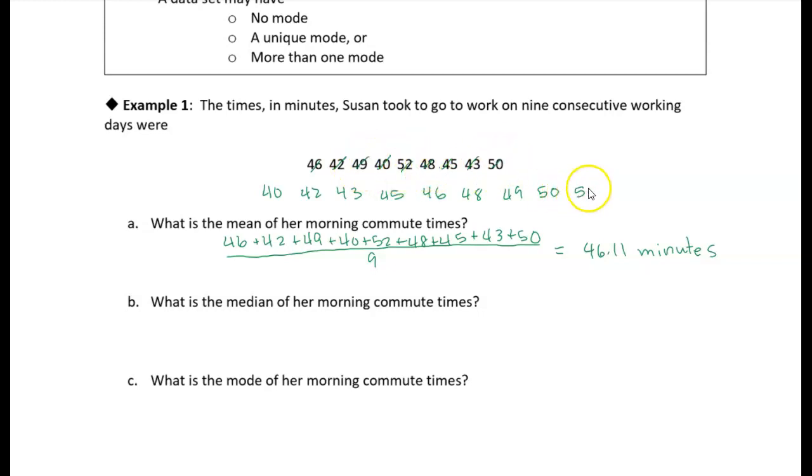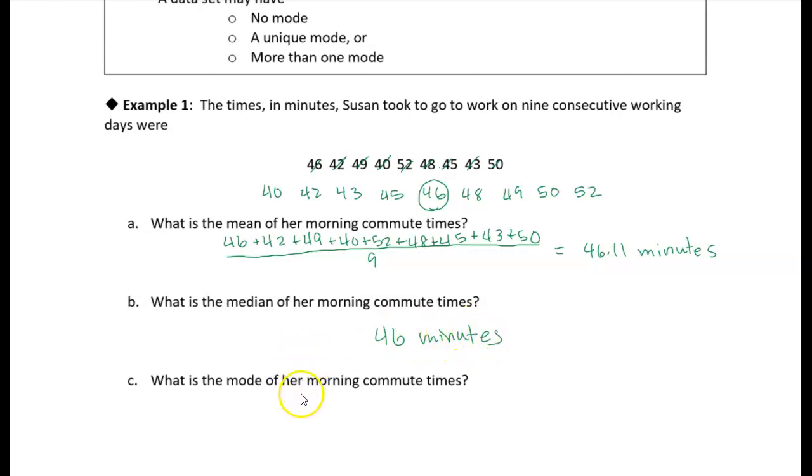I always like to count and make sure I still have 9 values, because it's easy to miss one or do something weird. Okay, I still have 9 values. And now if I count over 5 from either end, I'm going to end up with 46 right in the middle. So her median commute time is 46 minutes.